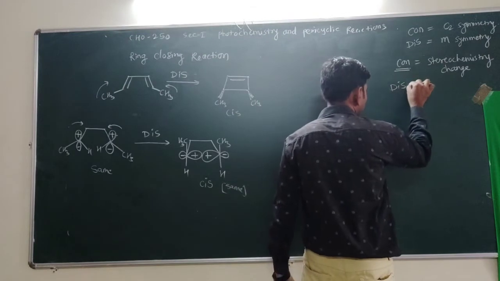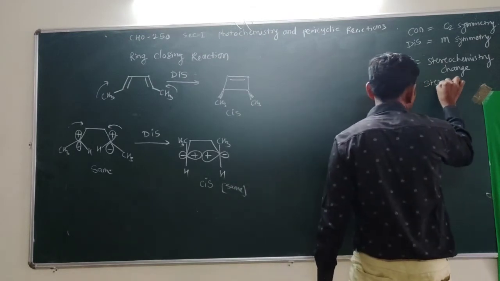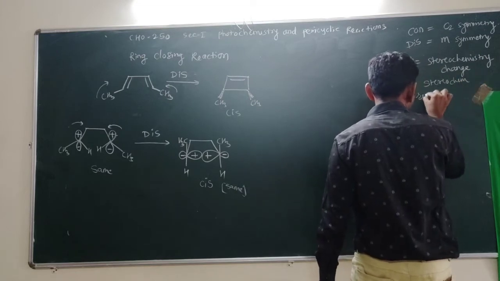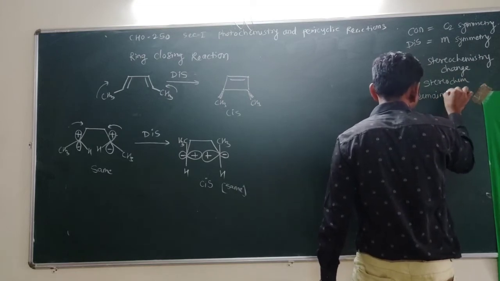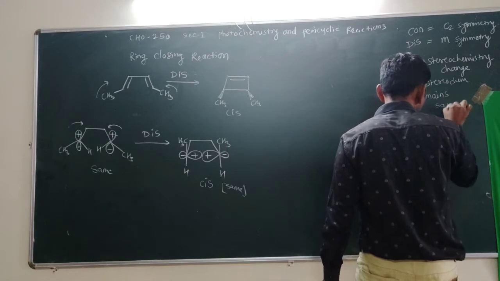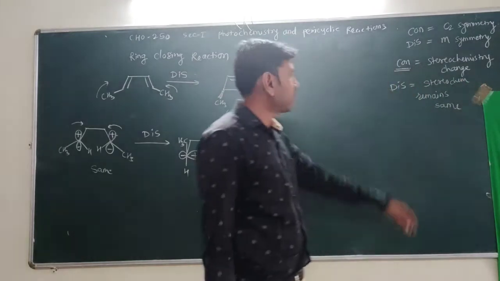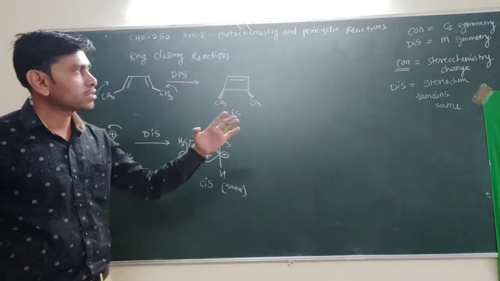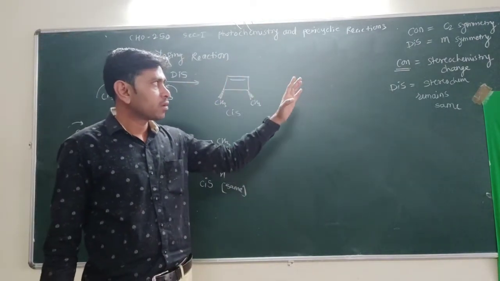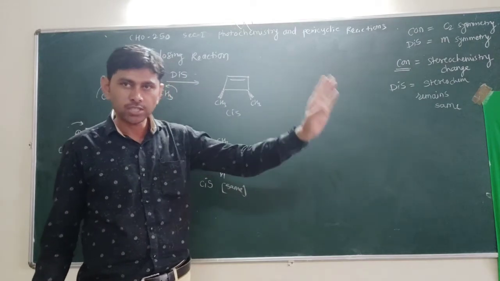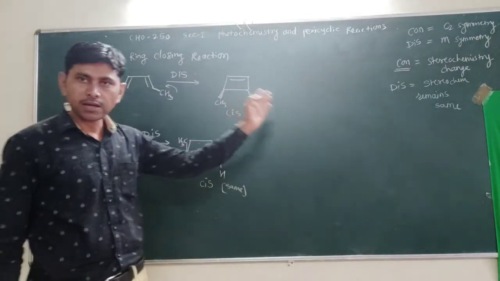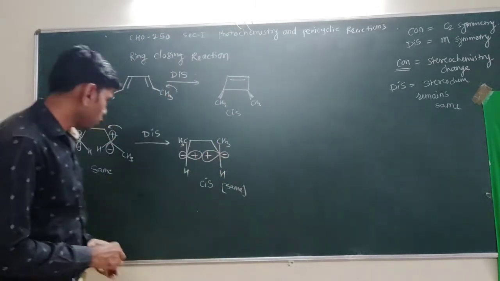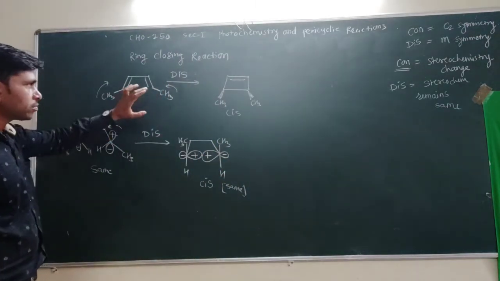So in disrotation, stereochemistry remains the same. So the general rule we have prepared: first, conrotation is always associated with C2 symmetry. Disrotation is always associated with M symmetry. In conrotatory motion, stereochemistry changes, and in disrotatory motion, stereochemistry remains the same.